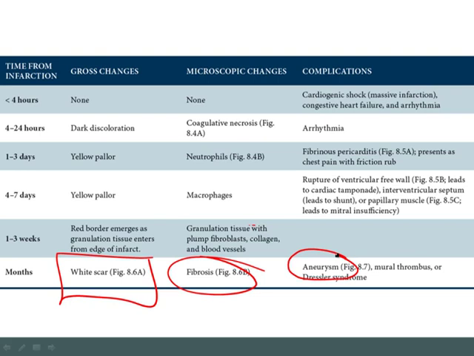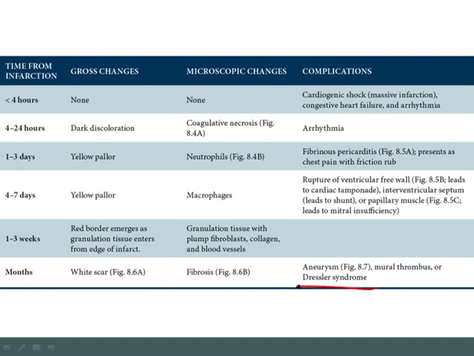Once you've got a scar, you're not going to have good movement of the wall. And in addition, if you have an aneurysm, that's only going to further complicate the fact that you're going to have stasis along that wall. So that's going to increase the risk of a mural thrombus, or a thrombus forming along the wall of the scar. And finally, one complication that can arise is called Dressler syndrome.